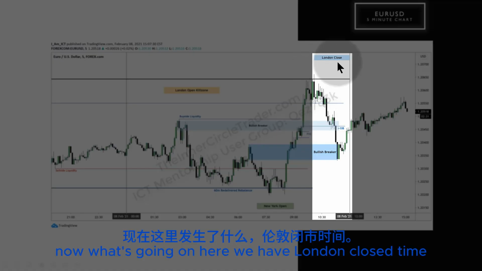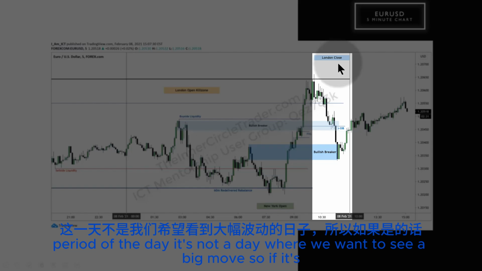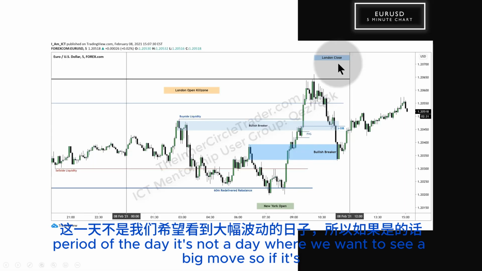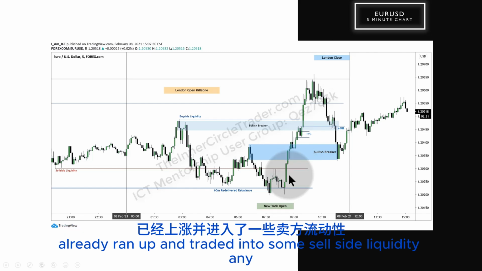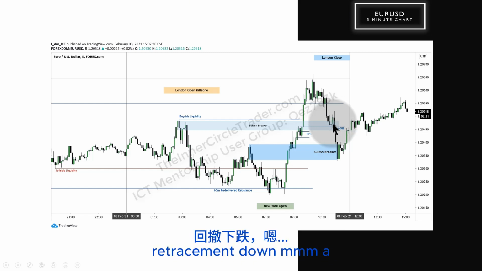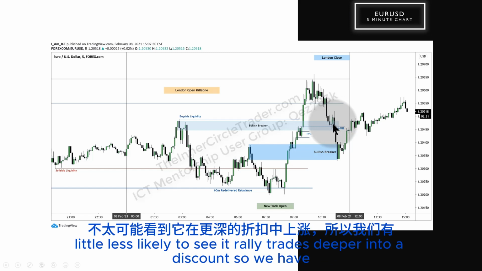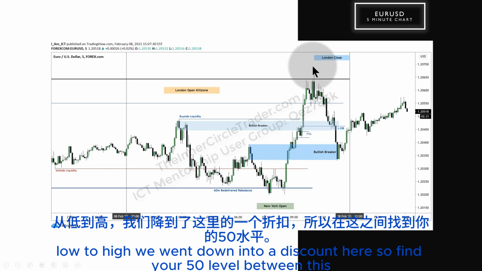We have the London close time period of the day. It's not a day where we want to see a big move. So if it's already run up and traded into some sell side liquidity, any retracement down, we're a little less likely to see it rally. It trades deeper into a discount. So we have low to high. We went down into a discount here.